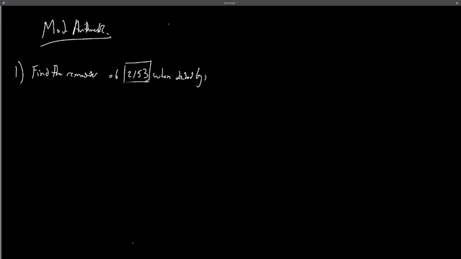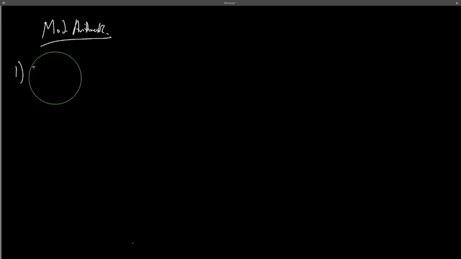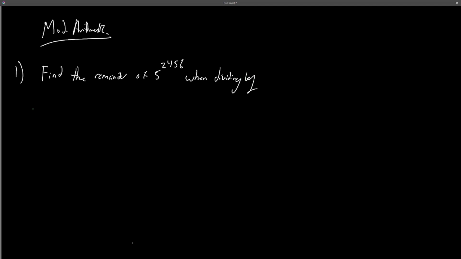I know it's a large number, but it's relatively simple, but you'll know what I mean when we talk about large numbers, especially when we are dealing with exponents, which are usually very large numbers. So what happens if we're tasked with finding the remainder of this? Find the remainder of 5 to the 2,456 when dividing by, let's just say, 3.